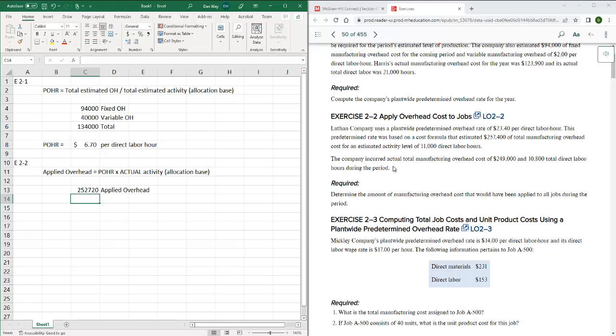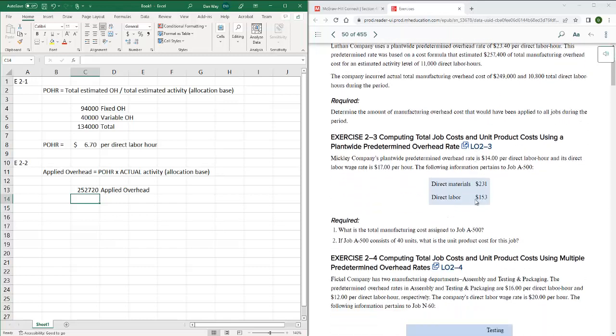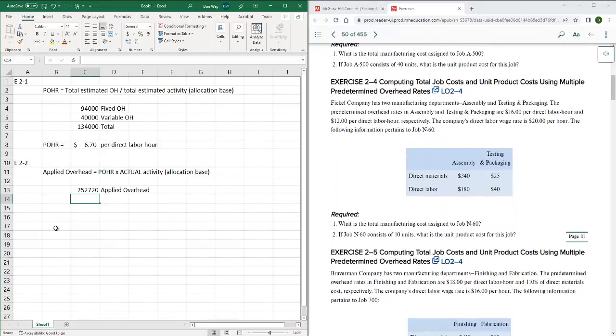Now they had told us that the company incurred actual overhead of $249,000. We didn't need that here, right? Because again, we're just focusing on applying overhead. Later on in Chapter 3, we'll talk about why applied overhead throughout the period and actual overhead incurred could be different, frequently are different, and what we need to do to adjust for that. We'll worry about that in a bit. All right, I'm going to jump ahead to exercise 2-4.